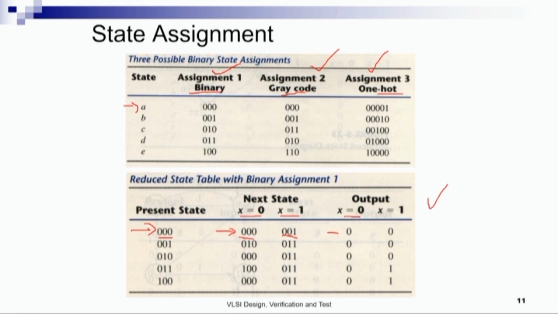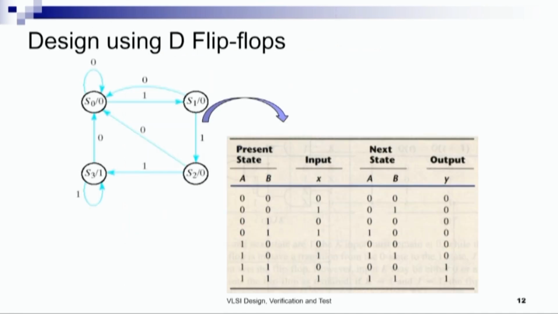The encoding scheme is this: A is 0, 0, 0, B is 0, 0, 1, C is 0, 1, 0, D is 0, 1, 1, and E is 1, 0, 0. This is the simple encoding scheme that we have used. Okay, and after we have obtained the state encoding, now we have a reduced FSM with binary coded encoding scheme, and now we are ready to obtain a design. The next work is to choose flip-flops, and here we have chosen D flip-flops to design.